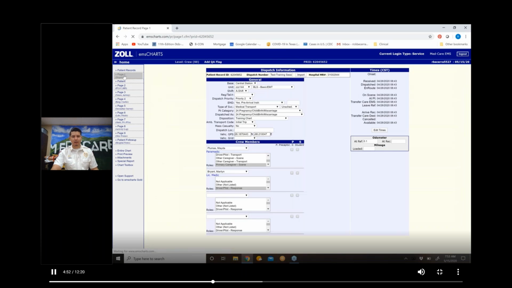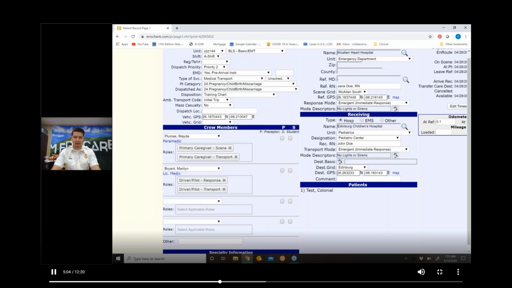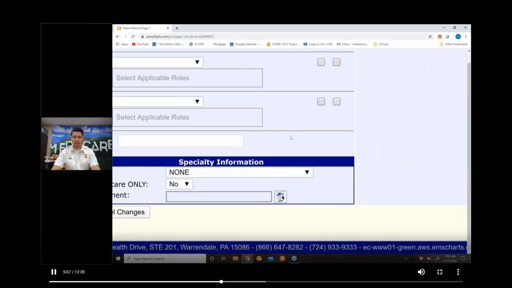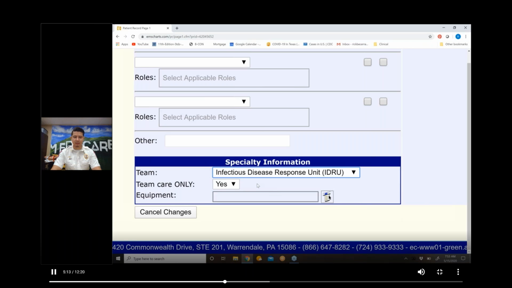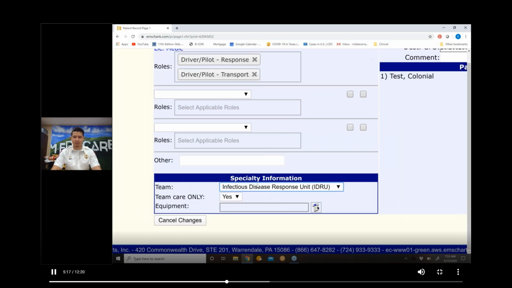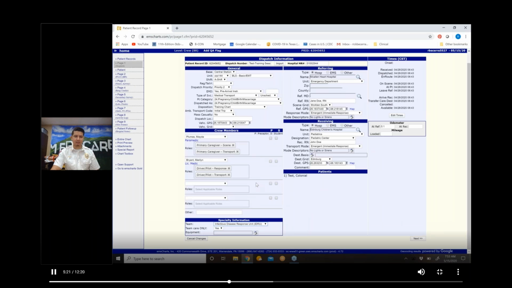On page 1, there's really not any areas here that you need specifically to be paying attention to or to be documenting for coronavirus, unless you're on Medic 51, our infectious disease response unit. If that's the case, then over here under specialty information, we have a team selection here. And you'll see that we have the option for infectious disease response unit. And again, that's only if you're on Medic 51, you're specially assigned to a coronavirus patient, you'll be documenting there, okay?